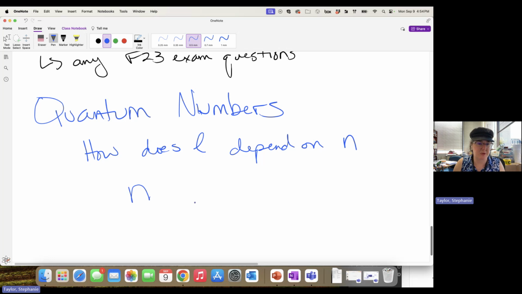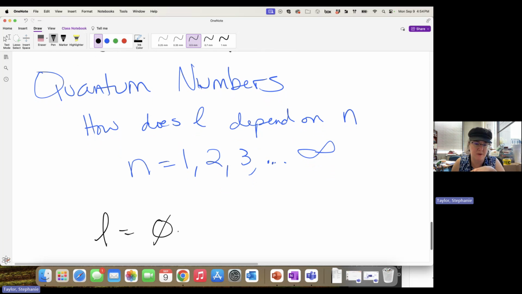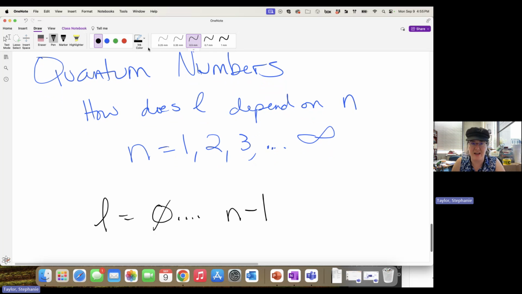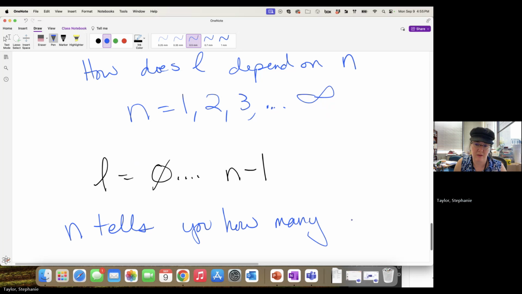So remembering that N is a principal quantum number, and so N is things like 1, 2, 3, all the way to infinity. And L depends on N. So L starts at 0 and goes all the way to N minus 1. The thing with L and its connection there, though, is essentially N tells you, let me write this down first. N tells you how many values of L there are.